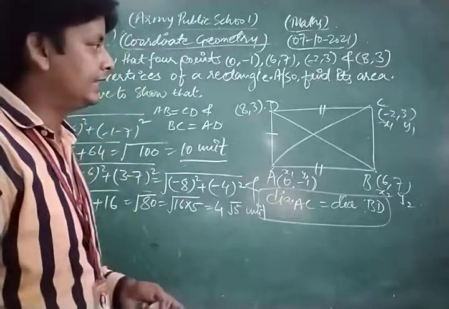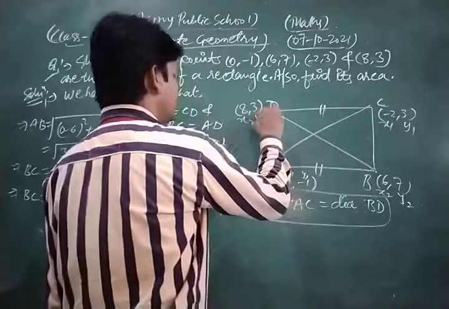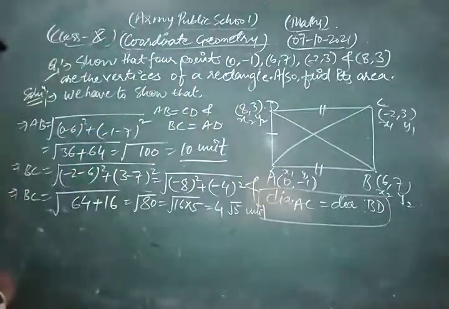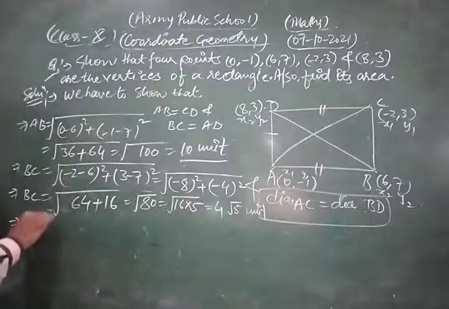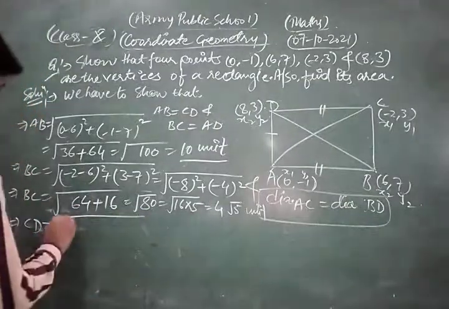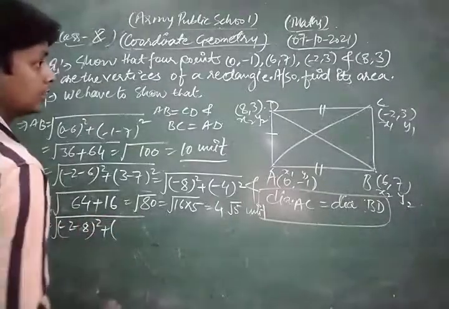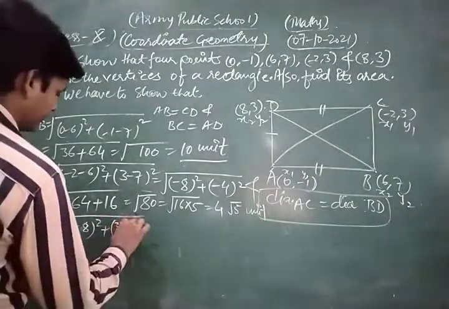Now we find distance CD. So for that we take x1 y1 and x2 y2. Now again by the distance formula, we find distance CD. So (2 minus 8) whole square plus (3 minus 3) whole square.